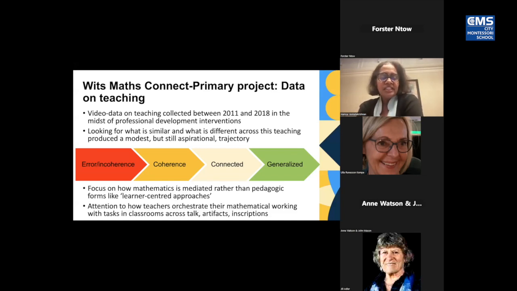So what did this work look like? Our focus was on how it differed, particularly from the international literature base. I think we were looking at a focus on how mathematics is mediated, and were much less interested in pedagogic forms like learner-centered approaches. That was to do with being responsive to the ground and the cultures that I've already talked about. So a focus on how teachers essentially are working and mediating mathematics in classrooms.